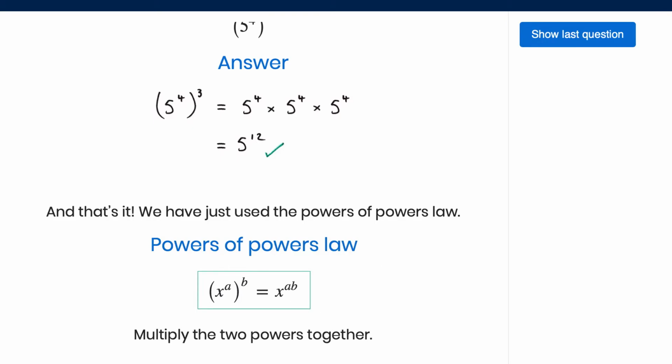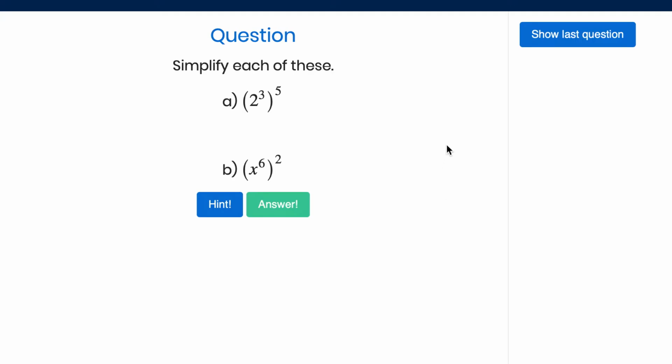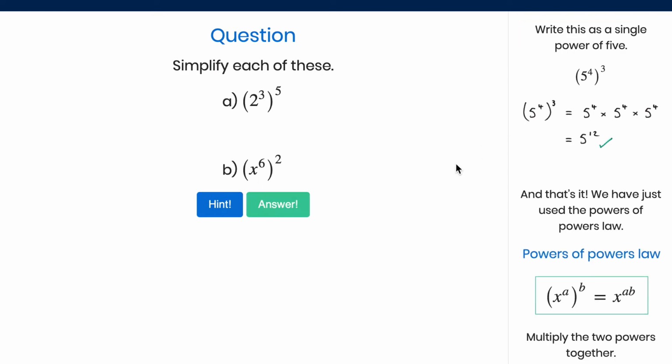Okay, so now it's your turn. Here are some more examples. Simplify each of these. Use the powers of powers law shown here on the right hand side. Pause the video and have a go.